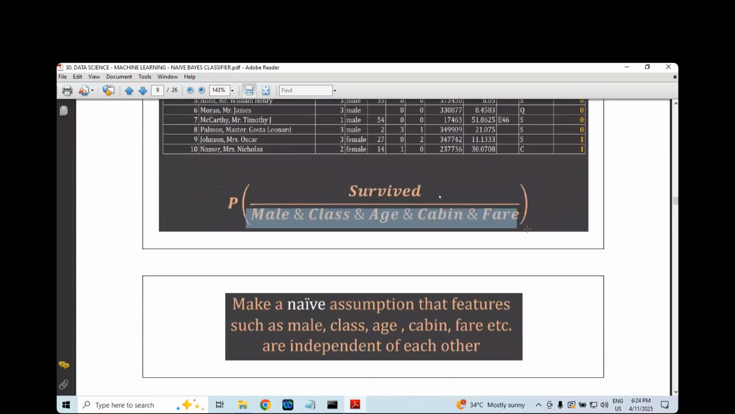Go to the data visualization, exactly the points I covered. Whether a patient survived or not depends upon gender, class, and age. These are all important.